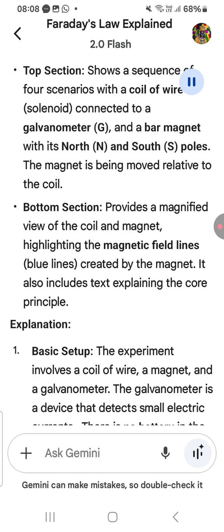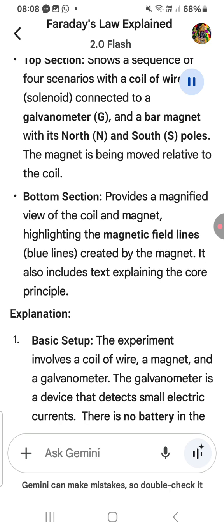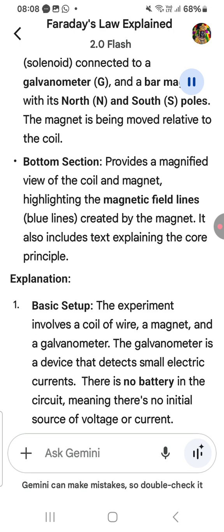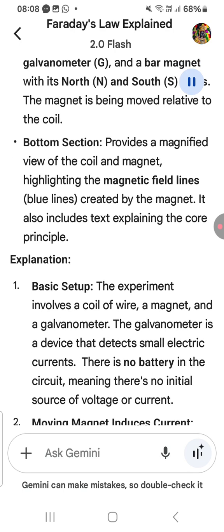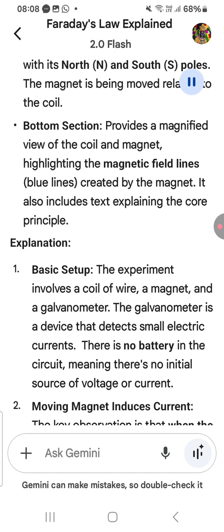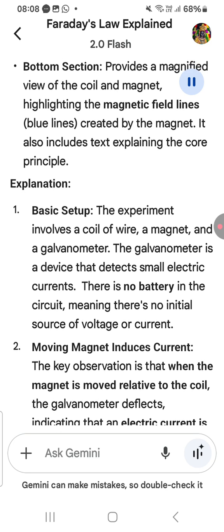Explanation. 1. Basic setup. The experiment involves a coil of wire, a magnet, and a galvanometer. The galvanometer is a device that detects small electric currents. There is no battery in the circuit, meaning there is no initial source of voltage or current.